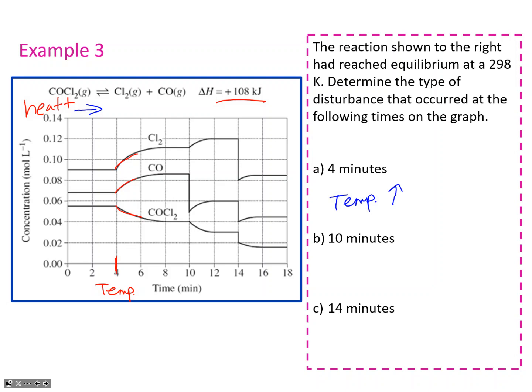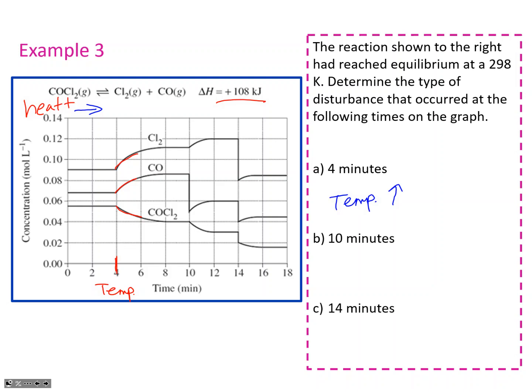We're increasing temperature because heat is a reactant, because we know it's endothermic due to delta H. It's going to go right towards the products. We know the products are increasing gradually. We also see the reactants are gradually decreasing there, which is the COCl2.